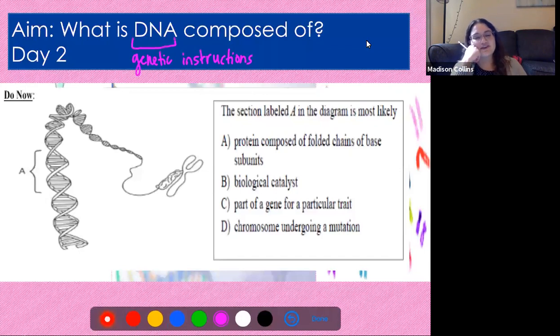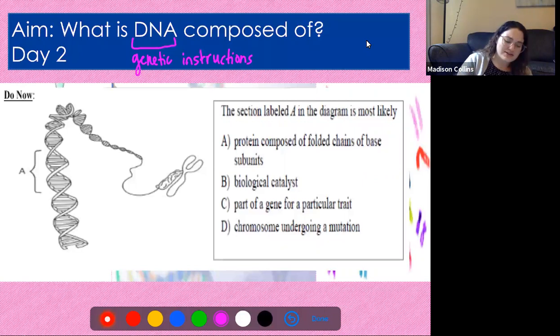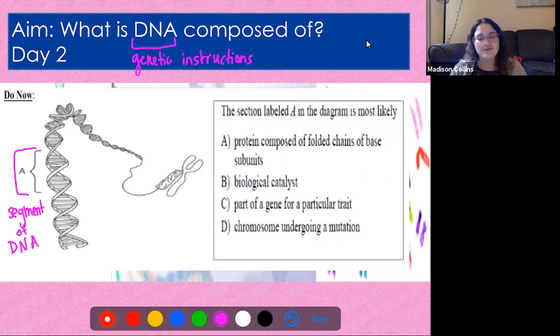But before we get into that, you guys have got one do not question. So go ahead and pause this video and tell me, what is this section labeled A in the diagram? I'll give you a hint. This is a segment of DNA. Maybe you've heard that phrase before. So go ahead and pause this video. Tell me what that segment of DNA is, and then press play when you're ready to review it.